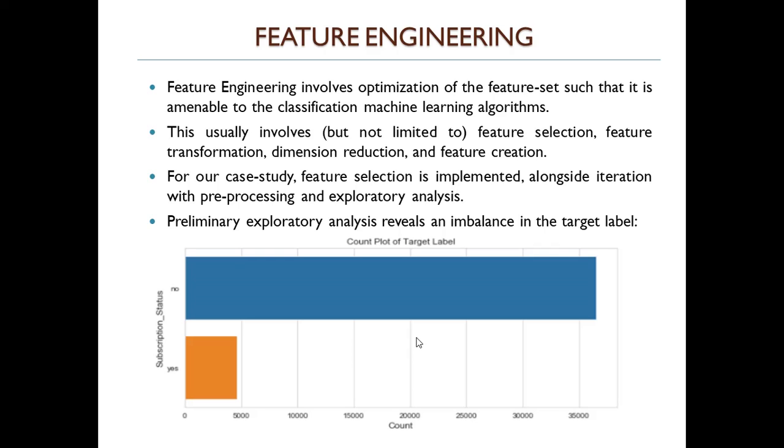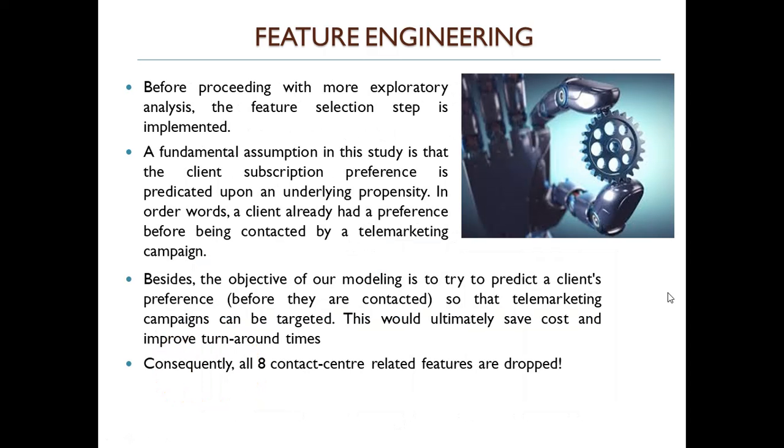Preliminary exploratory analysis reveals an imbalance in the target label as indicated in the graph. You see that the yes class of the target label, which is the subscription status, is much less in magnitude than the no class. So our problem is essentially an imbalanced classification problem. Going further, before we proceed with more exploration, the feature selection step is implemented.